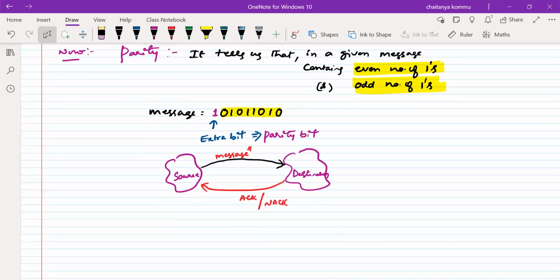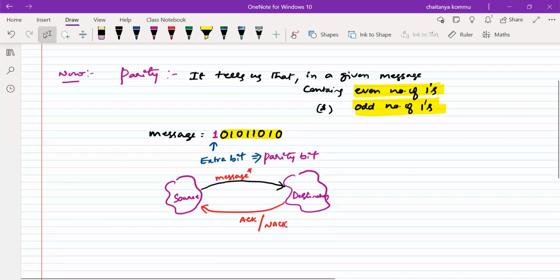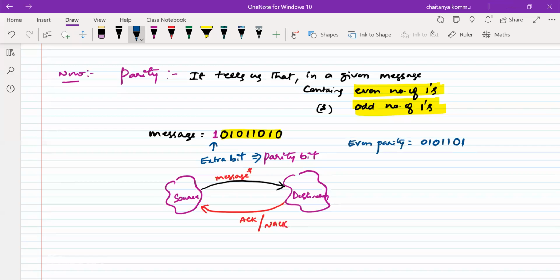Before going to that, what do we mean by even parity? For example, 0, 1, 0, 1, 1, 0, 1. We have to count the number of ones in the given message. How many ones are there? 4 ones are there, and 4 is an even number, right? So it is an even parity. I can say that even parity is equal to 1.